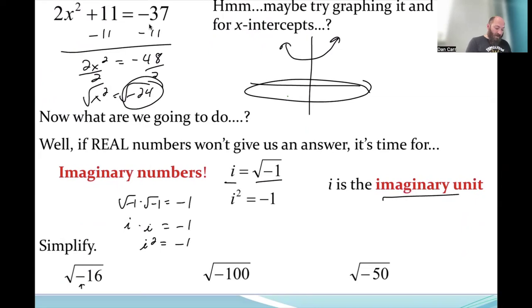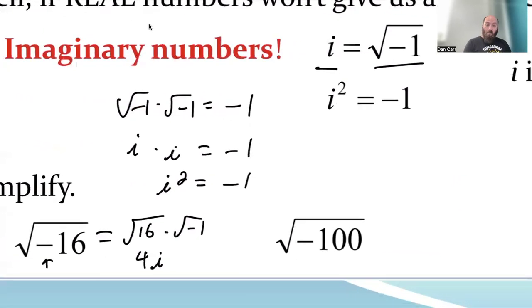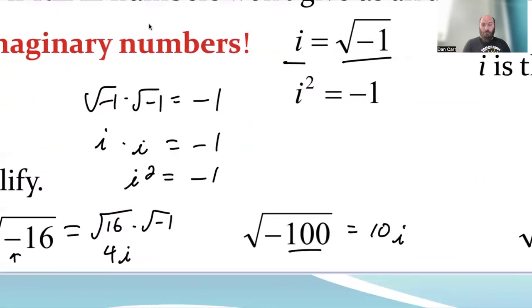So when I look at these values here, I want to simplify. Because of the negative, I'm going to treat this like it's the square root of 16 times the square root of a negative 1. Zoom in a little bit here. Square root of 16 is 4. There we go. Square root of negative 1 is i. So that's what this turns into. Same thing happens with the square root of negative 100. 100 is a perfect square, so that's going to become a 10. But because of the negative there, it's going to be 10i.